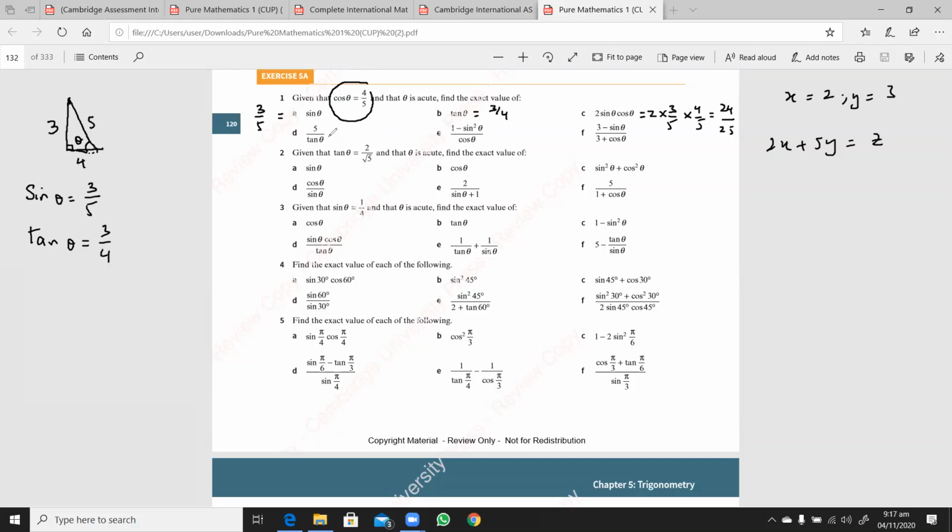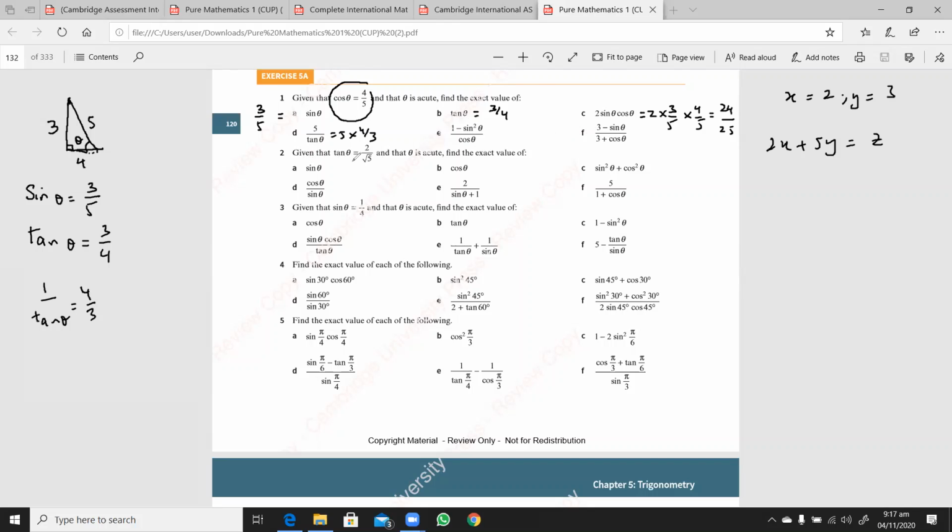Then 5 over tan theta. If tan theta is 3 over 4, what would be 1 over tan theta? Wouldn't that be 4 over 3? Yes. So this would be 5 times 4 over 3. So guys, this way you see, you only have to substitute the values in all these questions over here.